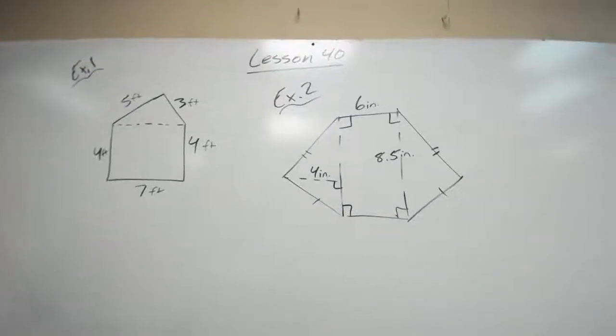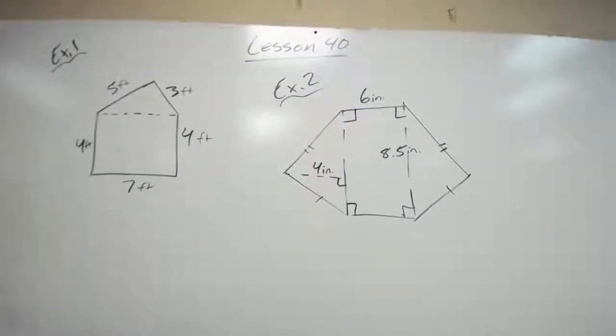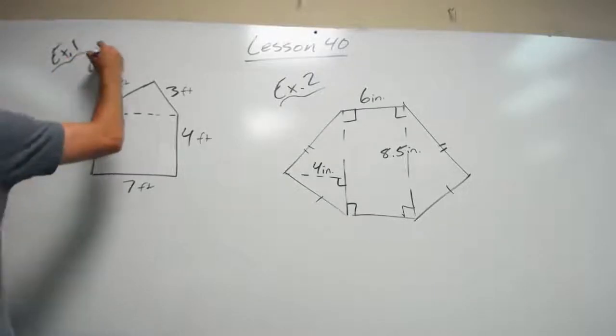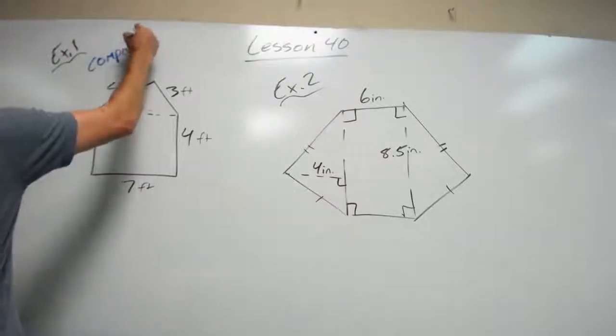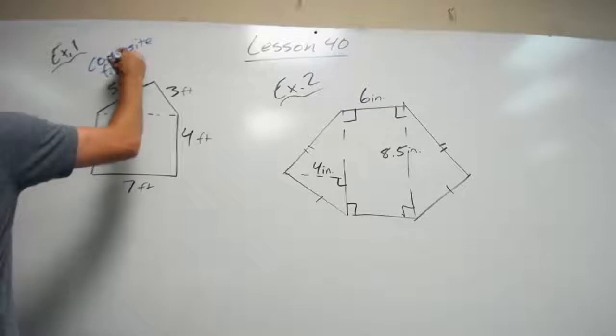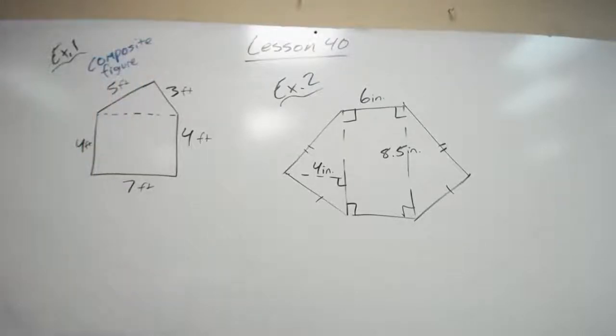We're going to look at composite figures in lesson 40. What a composite figure is: basically two shapes combined in one, in a sense. The book definition is a plane figure made up of simple shapes, or a three-dimensional figure made up of simple three-dimensional figures.